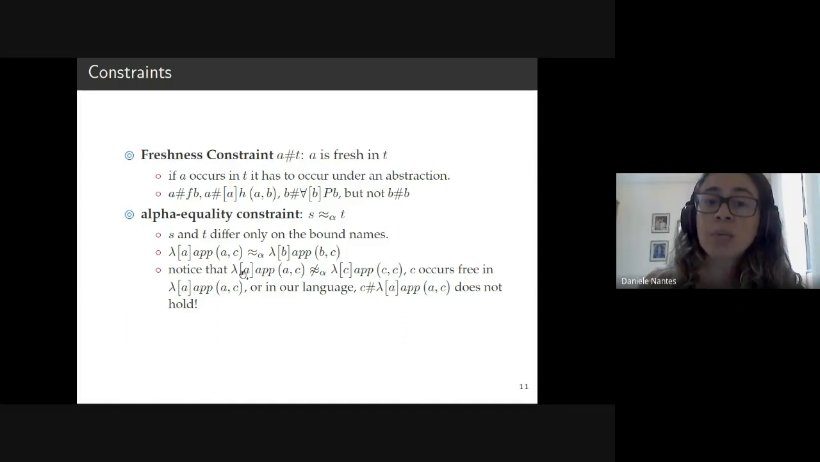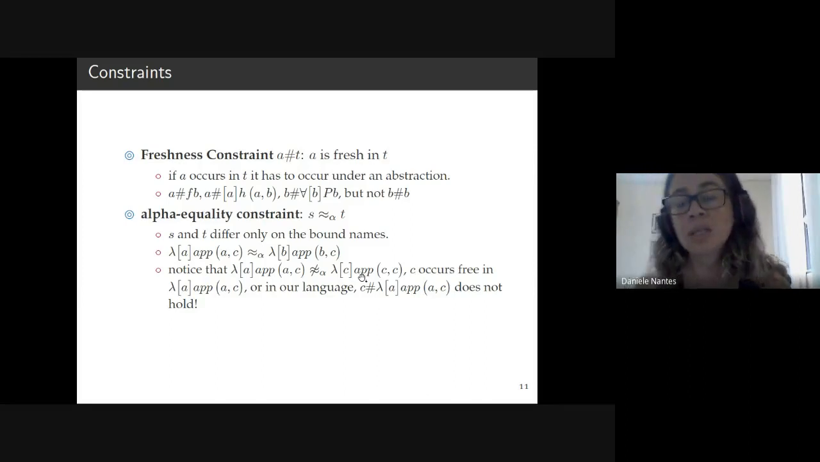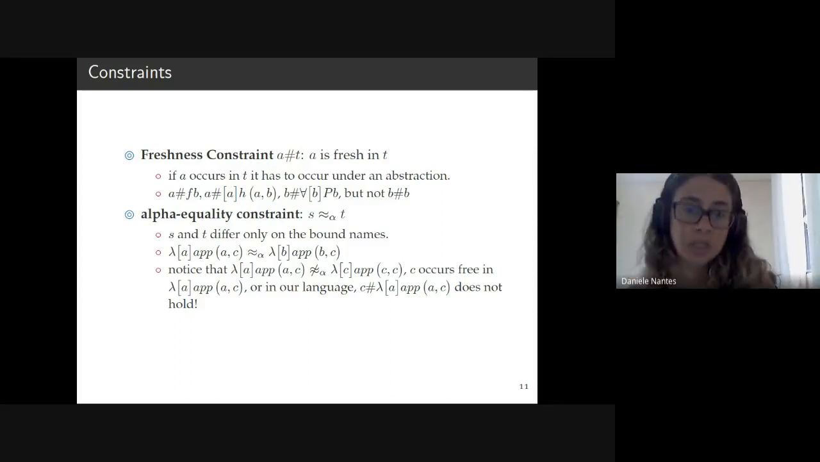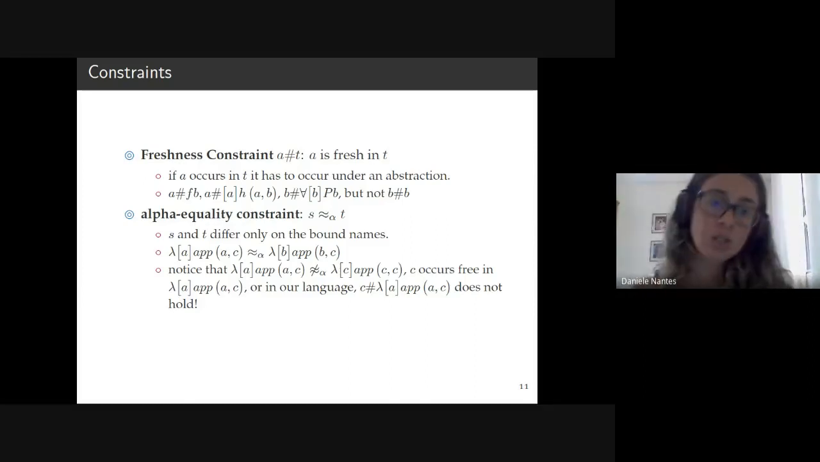Here I'm trying to rename the A, which is a bound name, to a C. But C is not a bound name on the other side. C is occurring free here, and on the other side, C is a bound name. So they are not alpha equivalent, because whereas on one side I have C free, I have C bound on the other side. So basically, alpha equivalent terms have to have the same property for all the names. If something is free on one side, it has to be free on the other. If it is bound on one side, it has to be bound on the other.